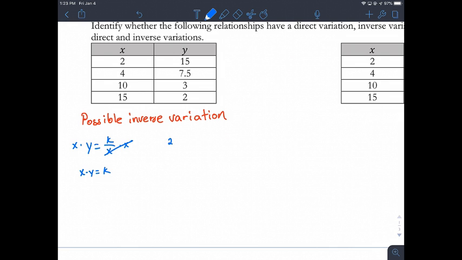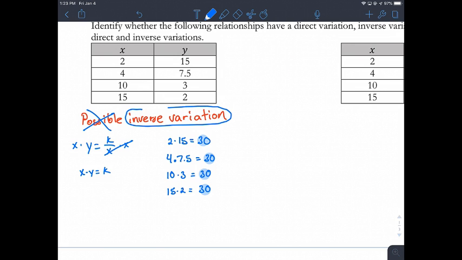So we can say that 2 times 15 is definitely equal to 30. 4 times 7.5 also equal to 30. 10 times 3 also equal to 30. And 15 times 2 also equal to 30. So if you notice, all of our k values are the same. They're all 30. So this is definitely not possible inverse variation anymore. It's just inverse variation. We've proven that fact now.